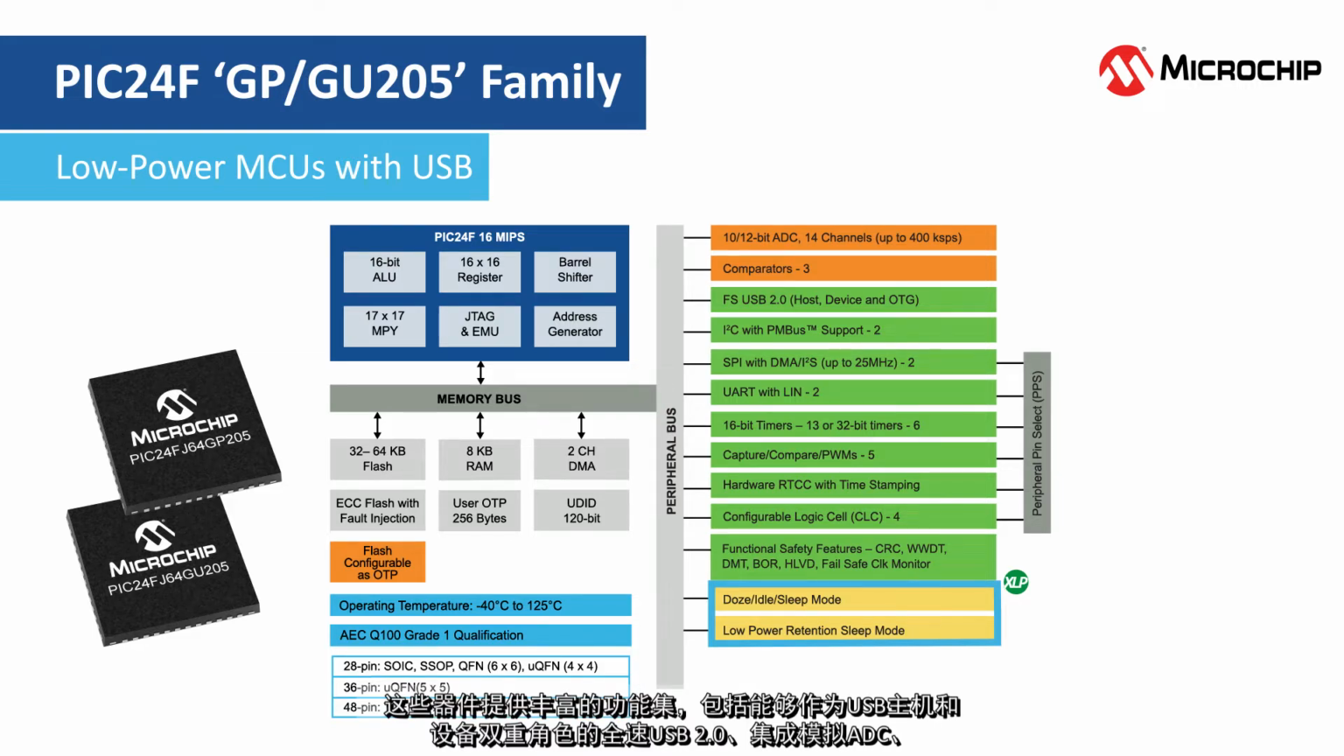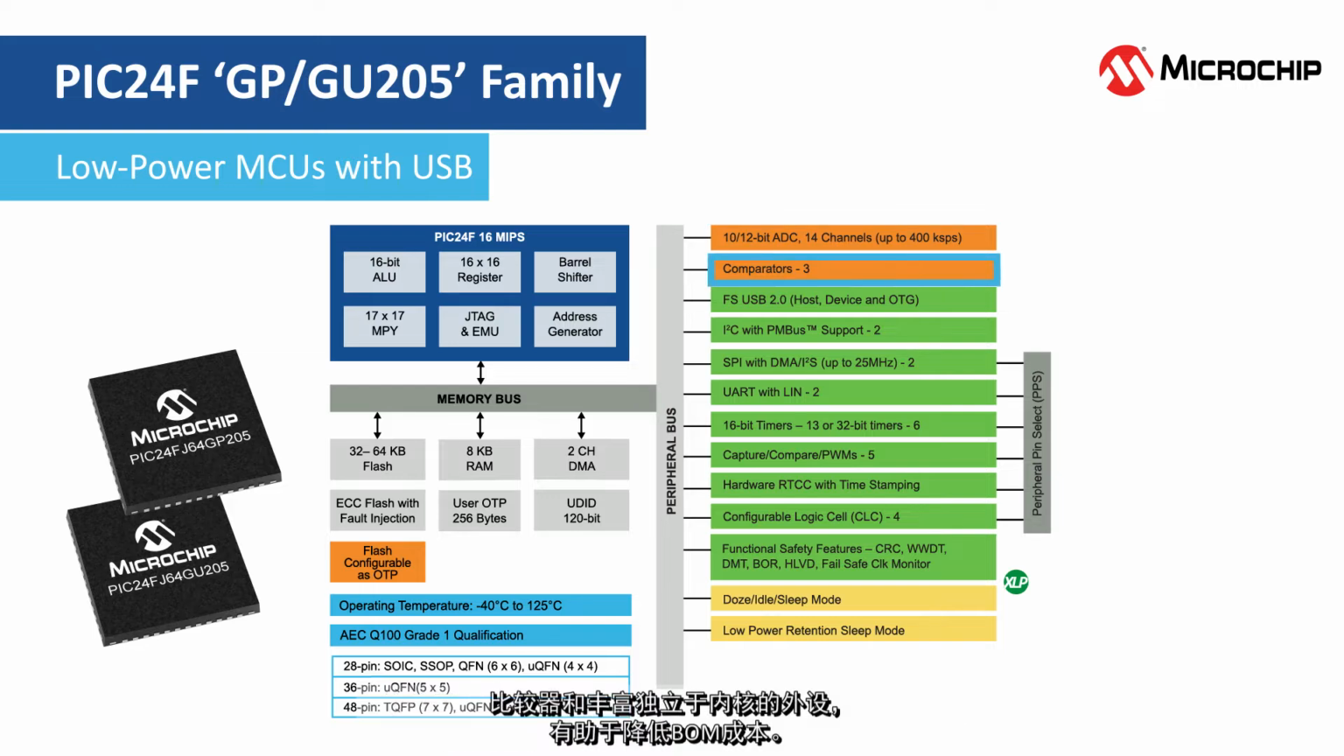These devices offer a rich feature set that includes full-speed USB 2.0 capable of dual role as USB host and USB device, integrated analog ADC, comparators, and many core-independent peripherals to reduce your BOM cost.